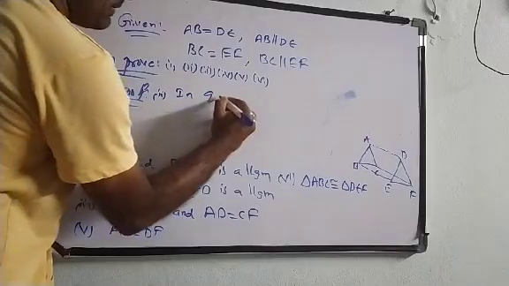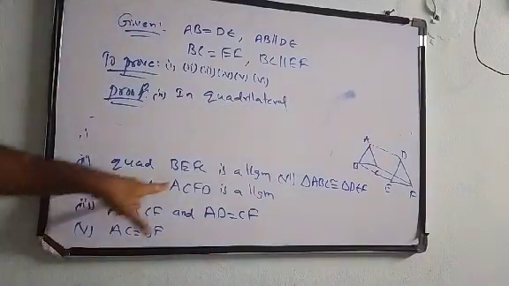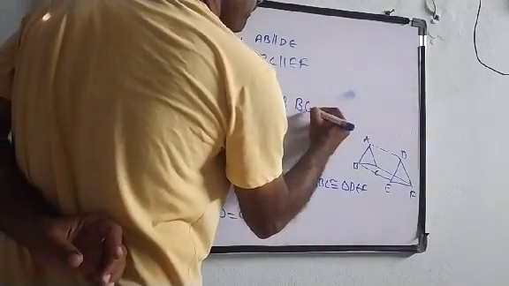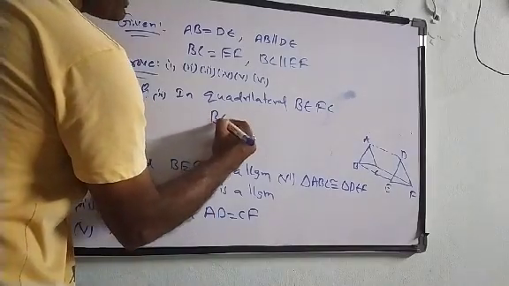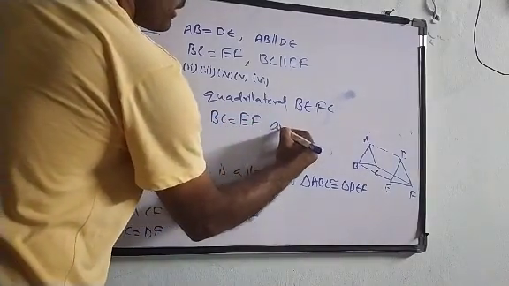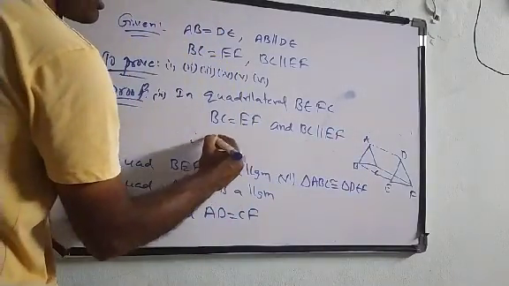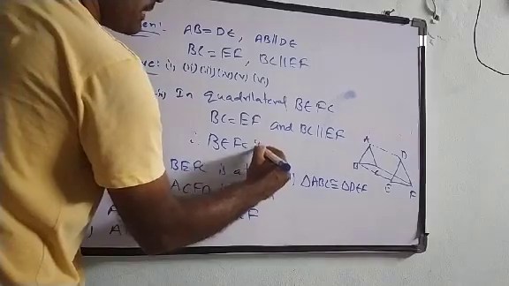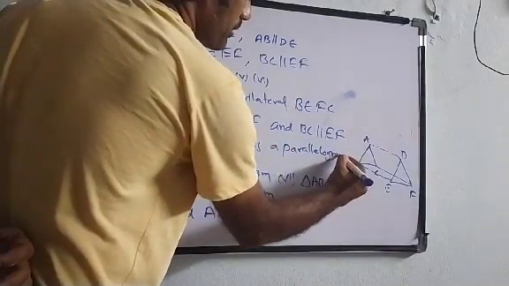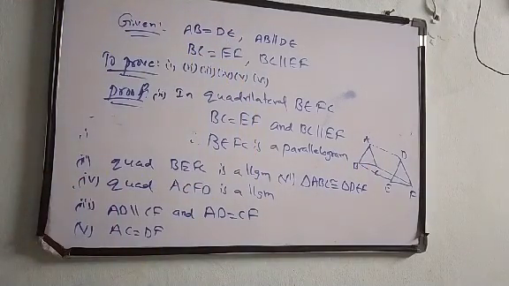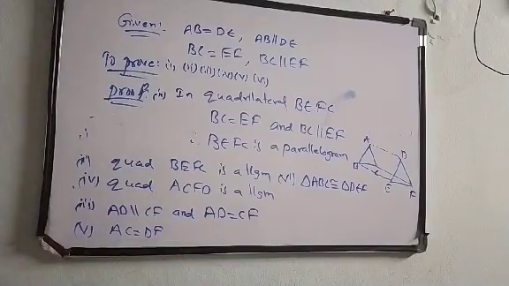Now second, in quadrilateral BEFC, BC is equal to EF and BC is parallel to EF. So we can say that therefore BEFC is a parallelogram. Coming to the third proof: AD is parallel to CF and AD is equal to CF.